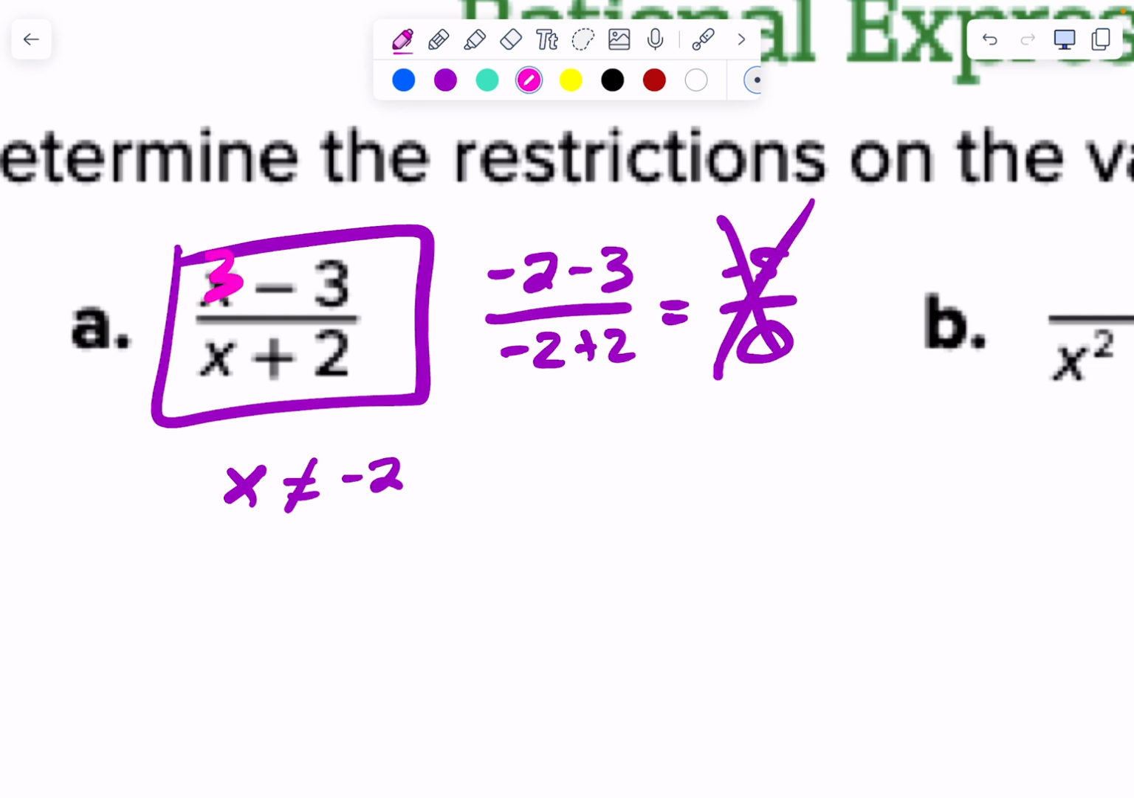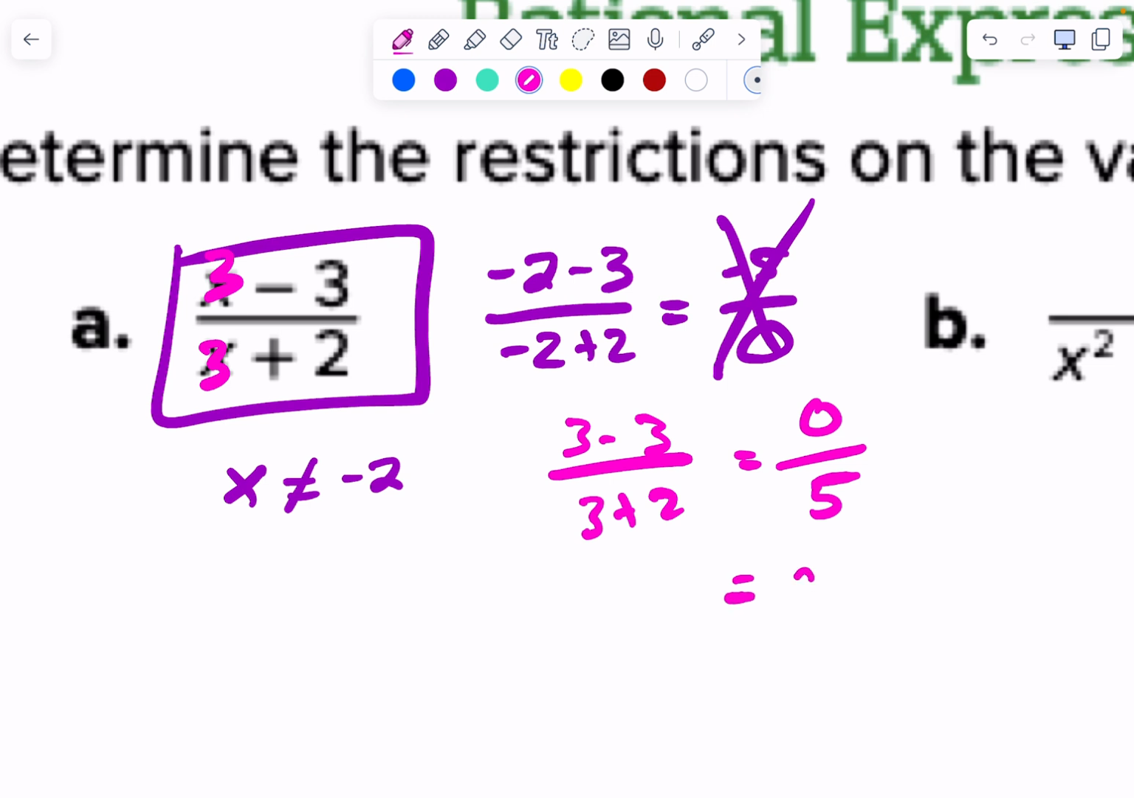If I plug 3 in, right? 3 minus 3 on the top and 3 plus 2 on the bottom. 3 minus 3 is 0, and 0 over 5. Can I do that? Yeah. 0 over 5 is just 0. I can do that, right? The only thing I can't have is the bottom be 0.